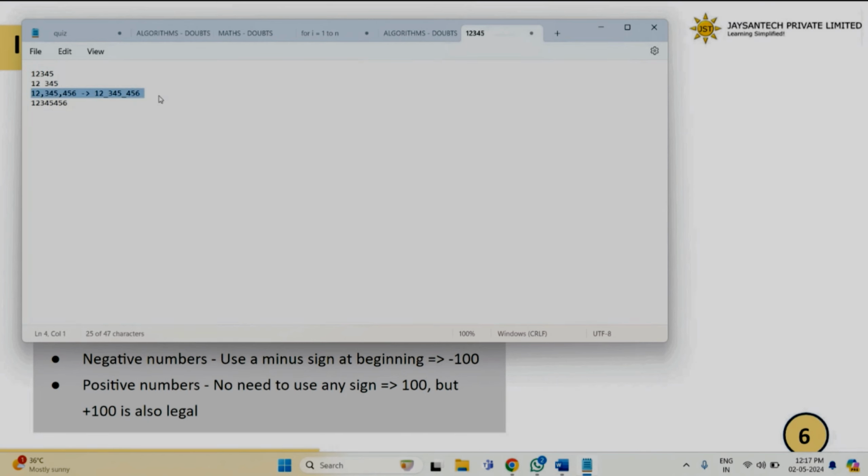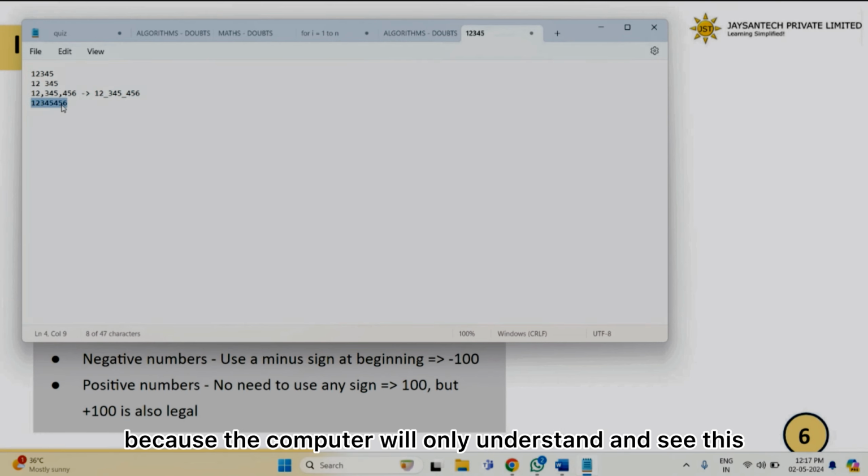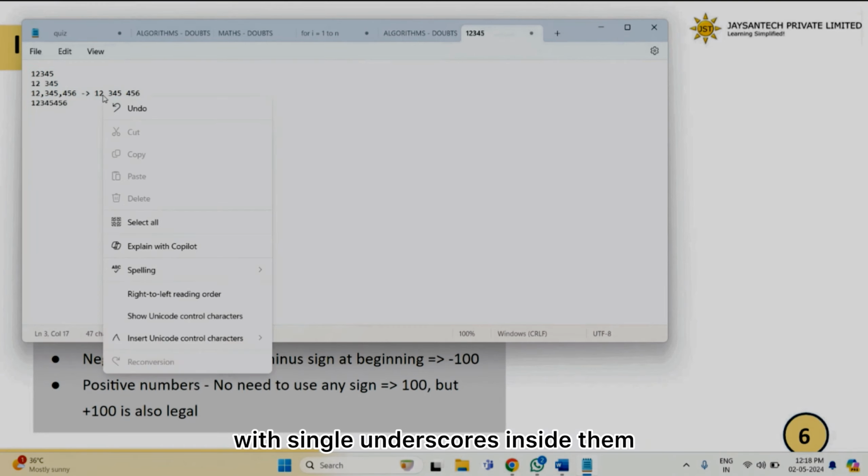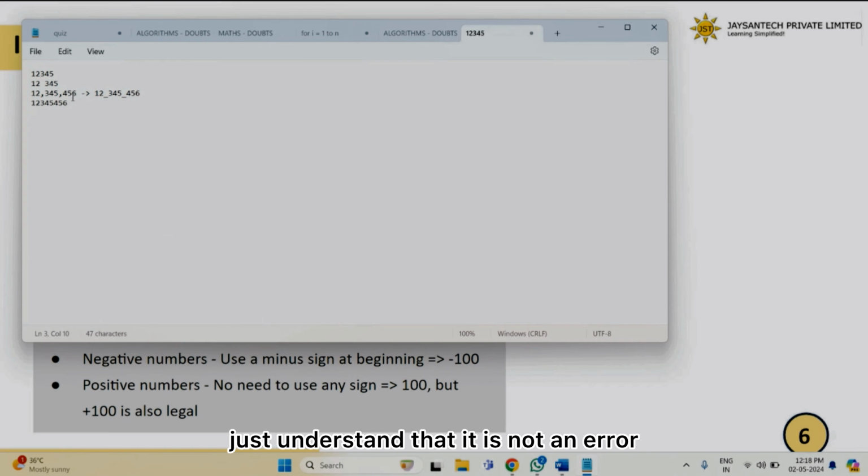Usually we will not take the pains to write numbers like this. We'll just write the number plainly, because the computer only understands it that way. This is just extra information. If you come across code having a number with single underscores inside it, understand that it is not an error. In place of commas, we use underscores. Just good to know.